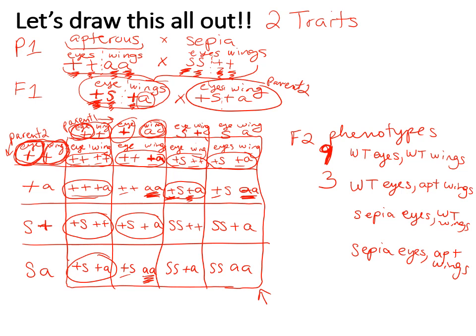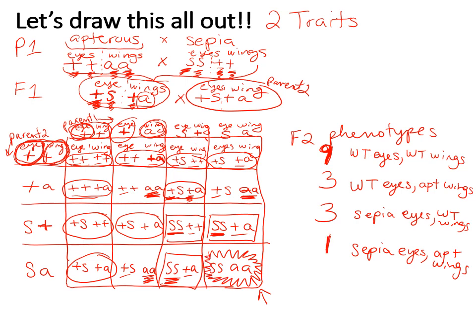Then you look for the flip or the reverse of that, the ones that have the 2 little s symbols, so they're sepia eyes, and they have at least one plus mark. Okay, at least one plus mark, so that would be 3 of them. So we have 1, 2, 3 of them with sepia eyes and wild type wings, and that leaves us with our 1 out of 16 fully recessive mutant.